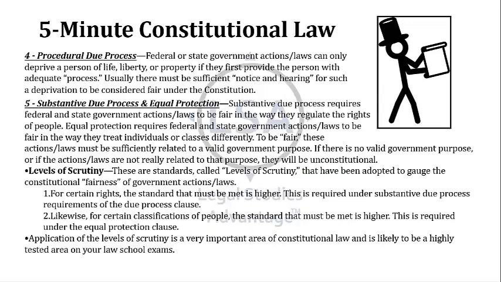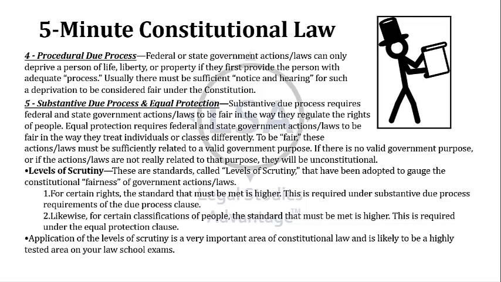Number 4, procedural due process. Federal or state government actions or laws can only deprive a person of life, liberty, or property if they first provide the person with adequate process. Usually there must be sufficient notice and hearing in order to satisfy that process requirement for such a deprivation to be considered fair under the Constitution.